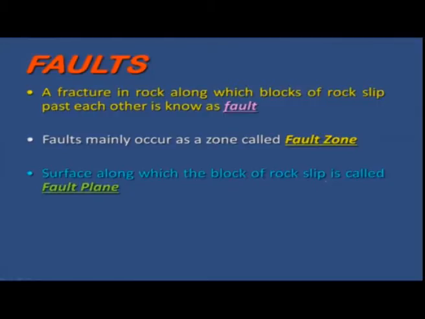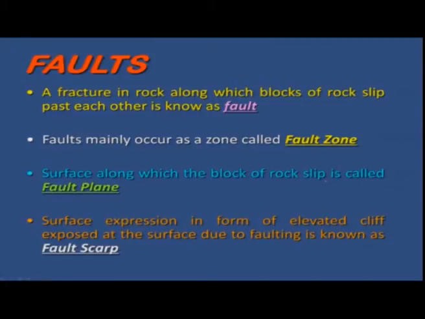So this we will see when we are talking about the parts of the faults. Surface expression in the form of an elevated cliff, exposed at the surface due to faulting, is termed a fault scarp. So these are terms which are extremely important for us: the fault zone, fault plane, and the fault scarp. So during deformation, or during an earthquake, there will be displacement, and that displacement is reflected on the surface, and that surface expression is termed a fault scarp.